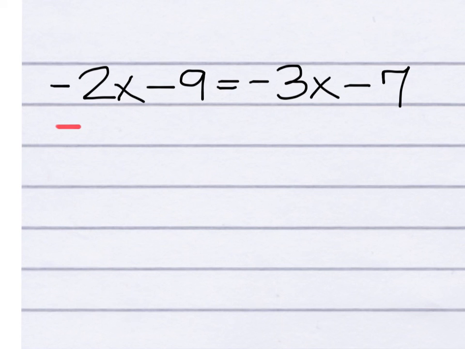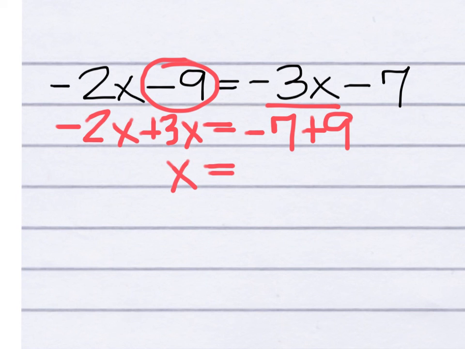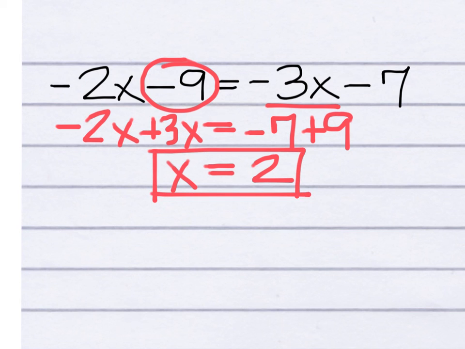Keep your negative 2x on the left and move the minus 3x over with it, make it plus 3x. Keep this minus 7 on the right and move this with it, make it plus 9. Negative 2x plus 3x is positive x. Negative 7 plus 9 is 2, and there's nothing further to do after that.